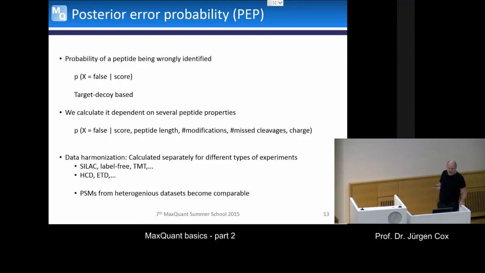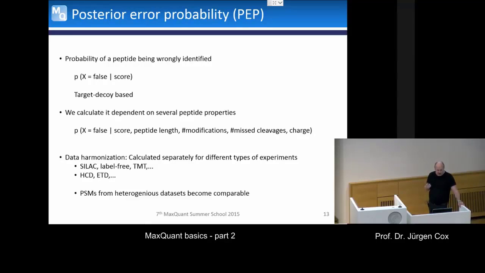Meaning that we use the true sequence database, and MaxQuant automatically generates an equally sized database of wrong protein sequences by reversing them. Then one knows that if one identifies one of those, this is a false positive, and that helps to estimate the number of false positives in the forward database as well. And so the posterior error probability is just this conditional probability given the score: what is the likelihood that this was a wrong identification?